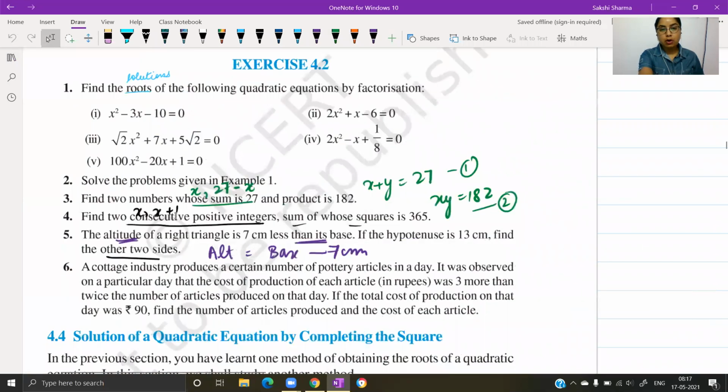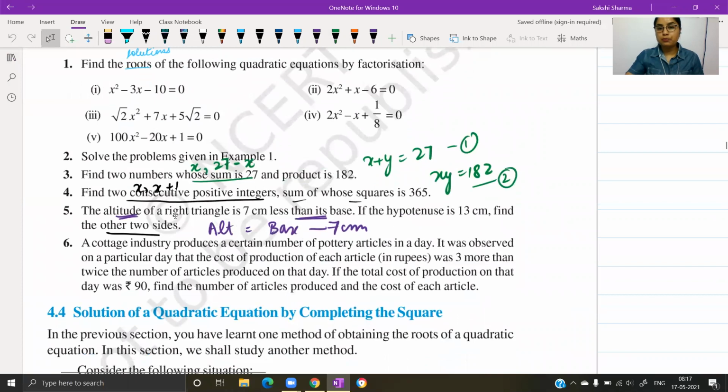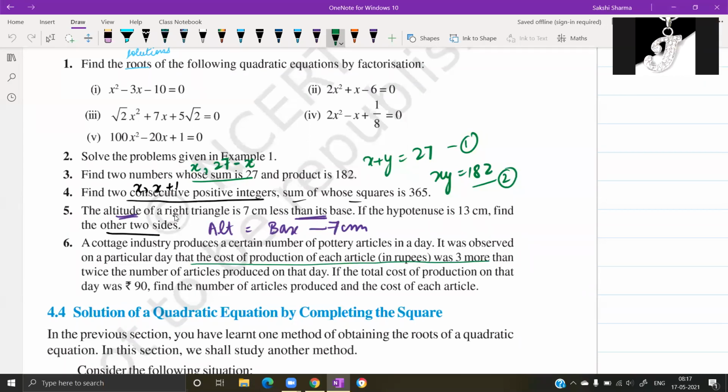Last question here. A cottage industry produces a certain number of pottery articles in a day. It was observed on a particular day that the cost of production of each article was 3 more than twice the number of articles produced on that day. So this is something we will use. If the total cost of production on that day was 90 rupees, find the number of articles produced and the cost of each article.